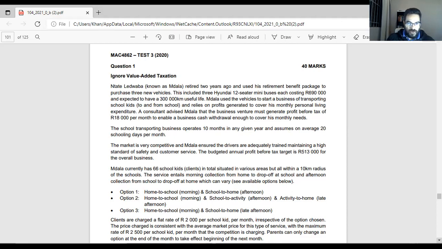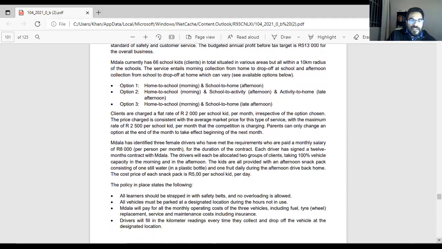What's the difference? Home to school and school to home. What's the difference between option 1 and option 3? Do you see a difference? Home to school and school to home. Oh, one is late afternoon. Oh, okay, one is afternoon and the other one is late afternoon. Okay, cool. So there are 3 options.